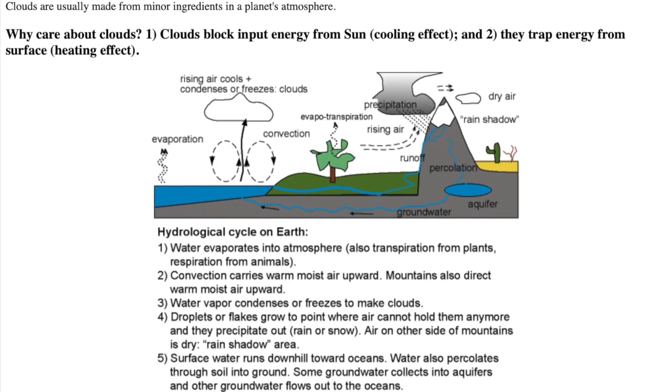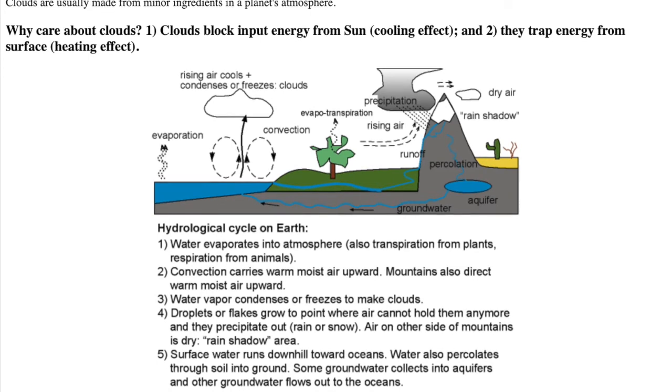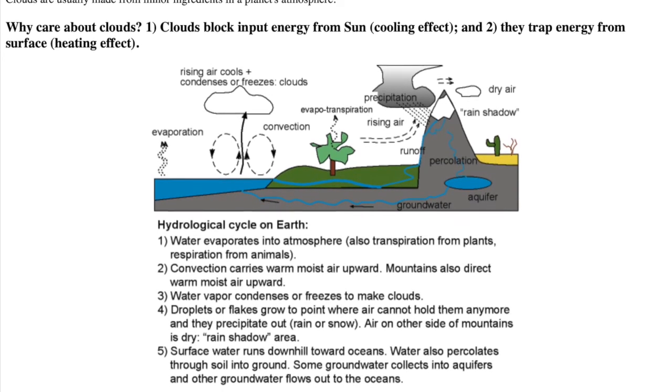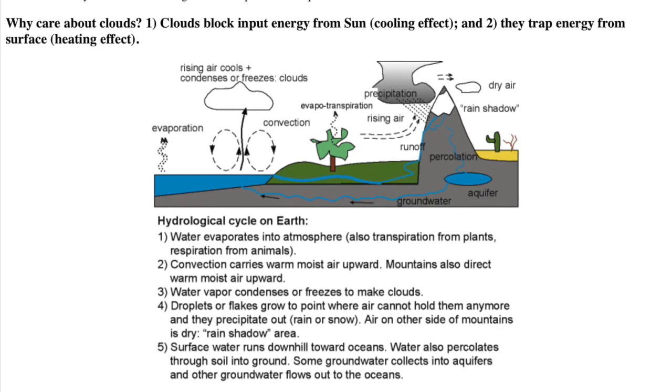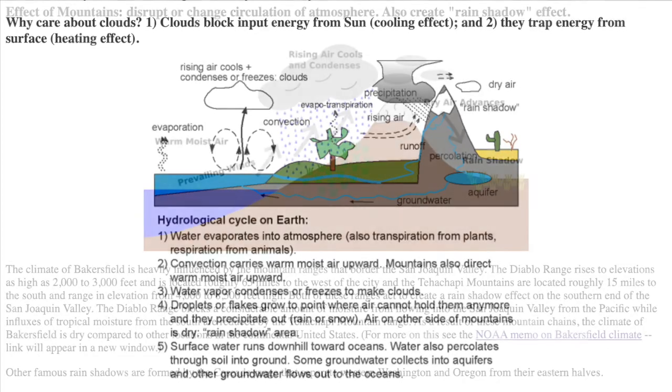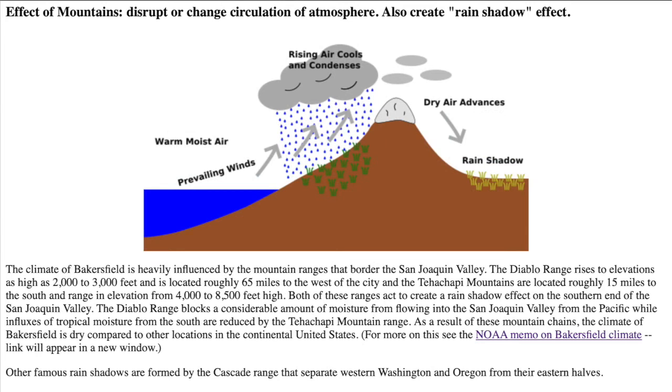The slide shows the water cycle, or the hydrological cycle, on Earth. The water cycle picture and the picture below it show the effect of mountains. Mountains can disrupt or change the circulation of the atmosphere. They also create a rain shadow effect.